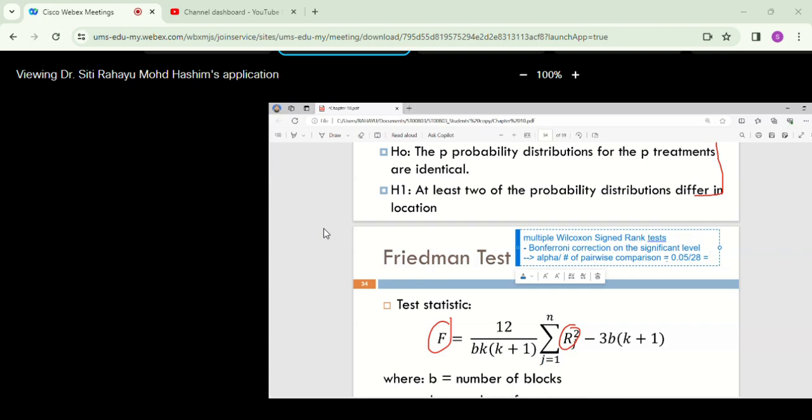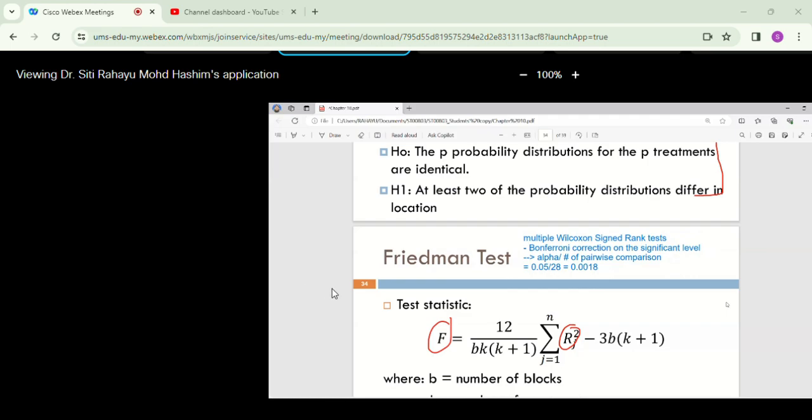So, your p-value must be smaller than 0.0018, only then can you reject your null hypothesis. Okay, it's very difficult, but you can try. Okay, so back to this, this is your homework.